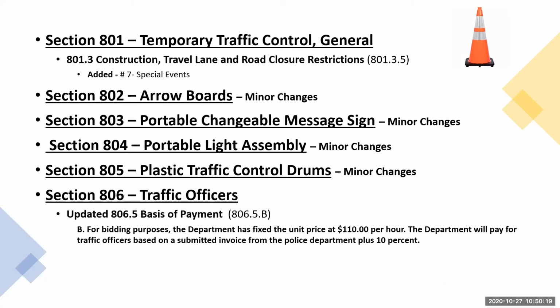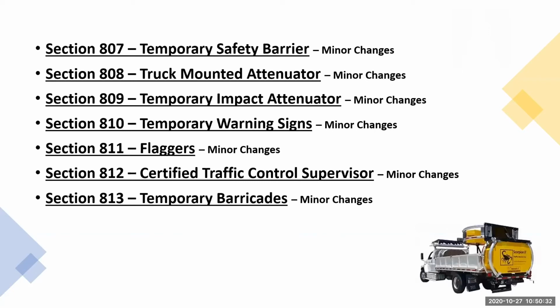One thing I did miss here, section 806, the basis of payment for traffic officers, the fixed unit price is now $110 per hour, and the department's going to pay for traffic officers based on a submitted invoice from the police department plus 10%. All right, some minor changes for the other sections related to temporary traffic control. Again, more in line with what Oz talked about this morning with the general active voice, imperative mood, listing of things appropriately, removing redundant statements, those types of things. Nothing major that I'll really highlight here.